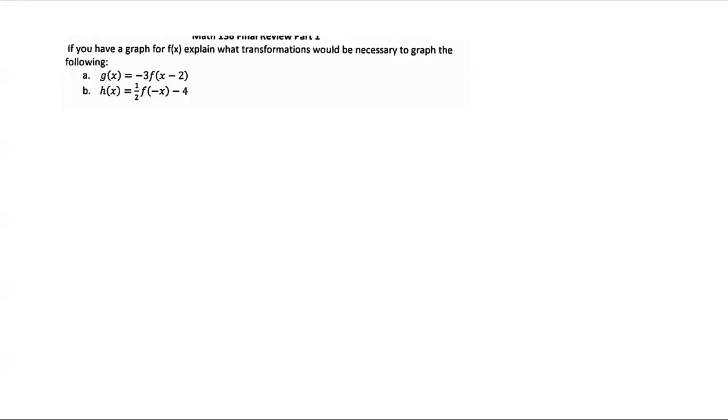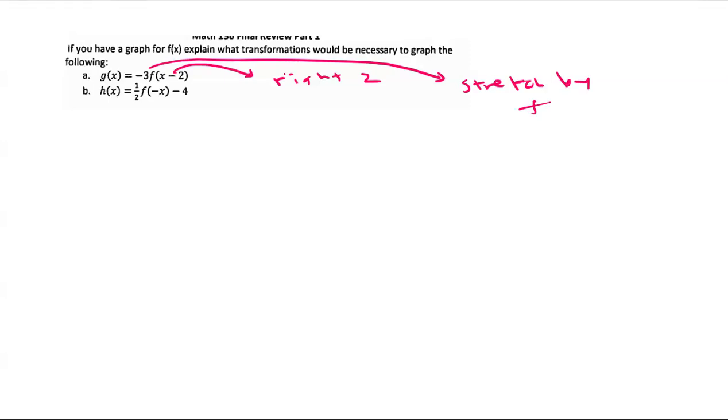Okay, so number one on the review packet, all it's asking is what is happening to the formula, or what's happening to the equation, to the function. So you just have to describe it. For example, for this one here, the -2 just says you're going to move to the right 2. The 3 here says it's going to stretch by a factor of 3.